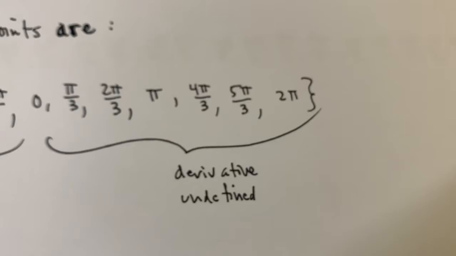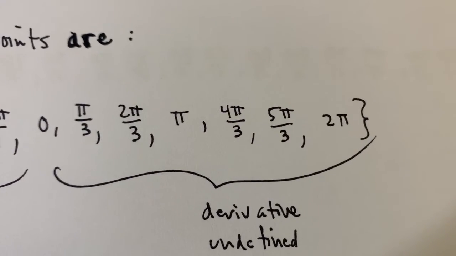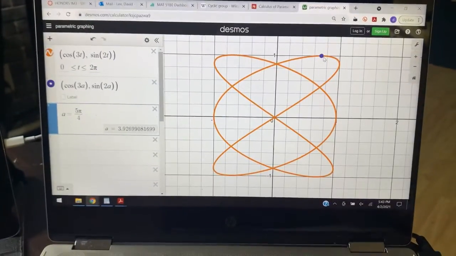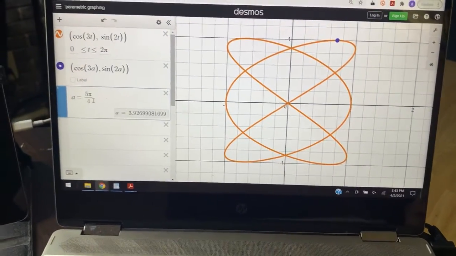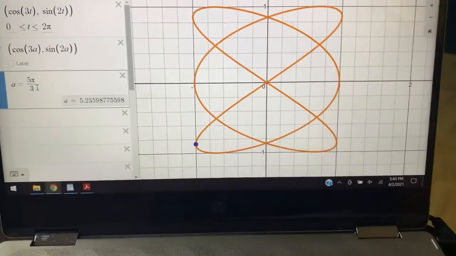What about one of these guys? These are where the derivative is undefined. So for example, how about we test 5π/3? Let me go back here and let me plug in 5π/3. So instead of 5π/4, let me change it to 5π/3 and watch what happens.